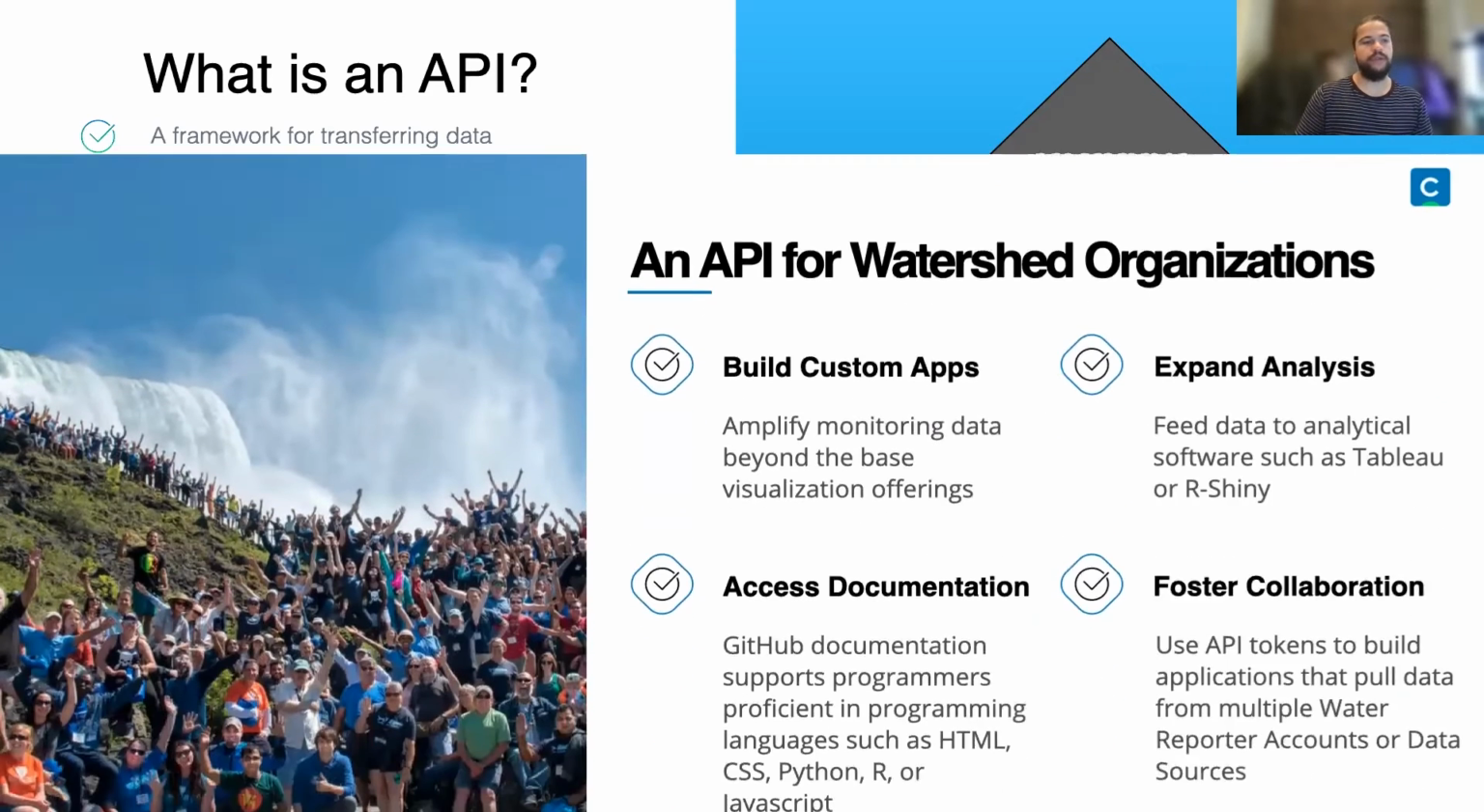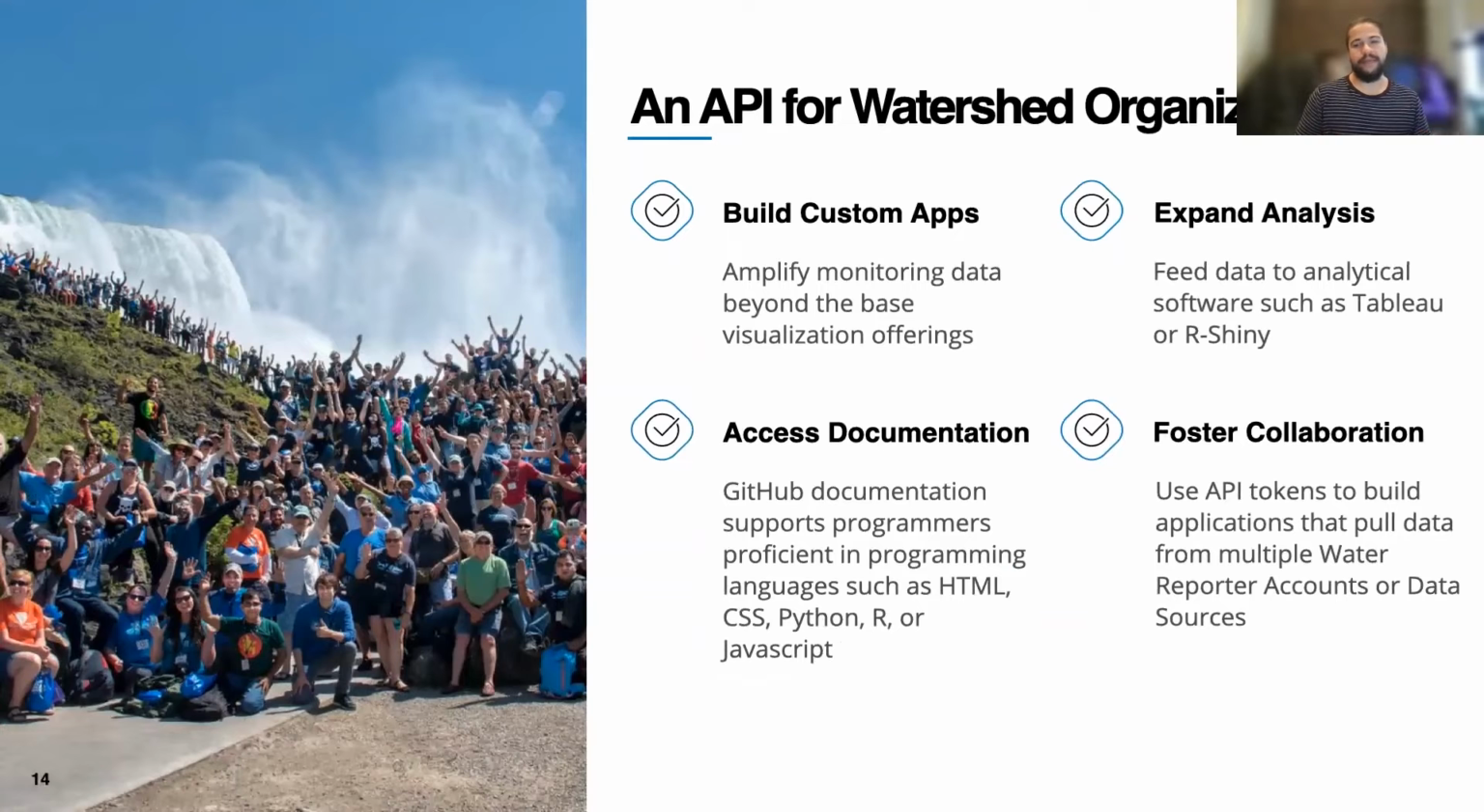So let's dive into the Water Reporter API. Briefly, it's an API for watershed organizations, and is really built around four main pillars, you could say. First and foremost, it's to build custom applications, so being able to take data out of Water Reporter and then visualize it to a particular client spec. We see this a lot at the Commons. Another component is expanding analysis.